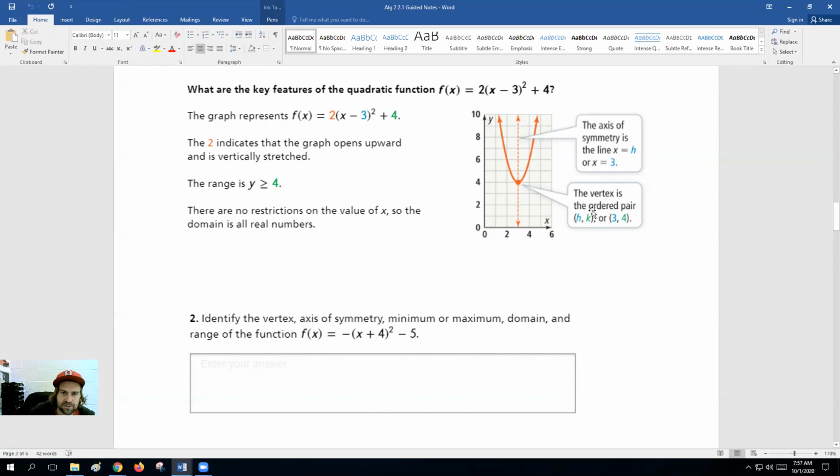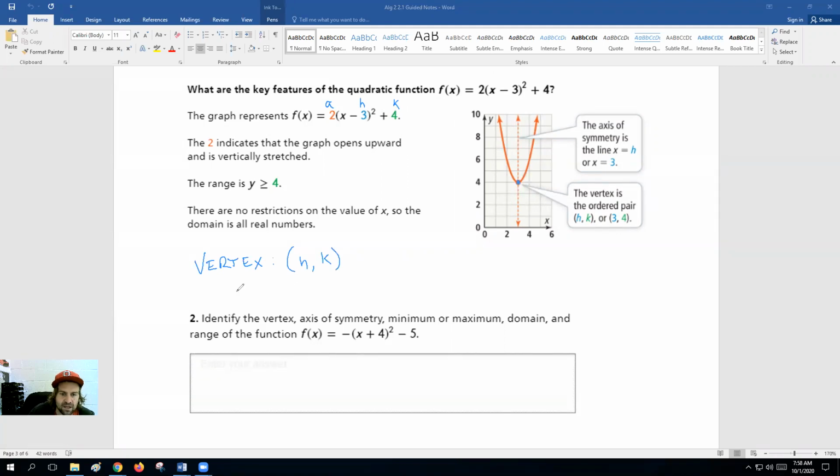So if you want to make some notes, it's written right here, but maybe you need to highlight it. The vertex is the point of the graph where the graph shifts from decreasing to increasing, or if it was flipped upside down, from increasing to decreasing. The vertex is going to be located at the point h comma k. So if we look back at this equation over here, 2 is a, 3 is h, 4 is k. The vertex would be h, k, so this would be at 3, 4, which it is right here on the graph.